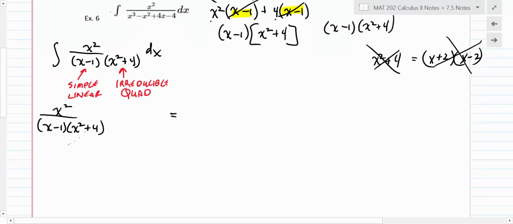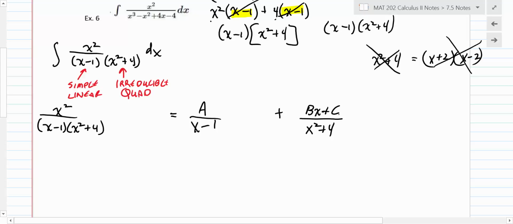So what you do is the linear one, what do you do on the linear one? You go a over x minus 1. That's how you handle that. Okay, now you go to the irreducible. What goes on top of the irreducible? Bx plus c. Okay, that has a structure to it. So that's bx plus c. Okay, so you have to do that like that.